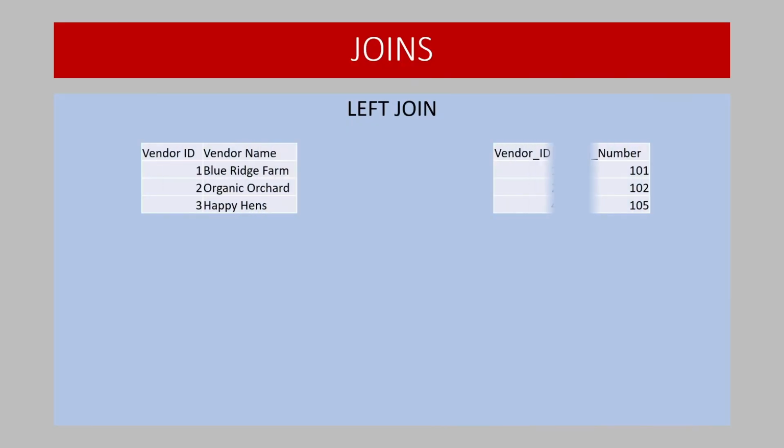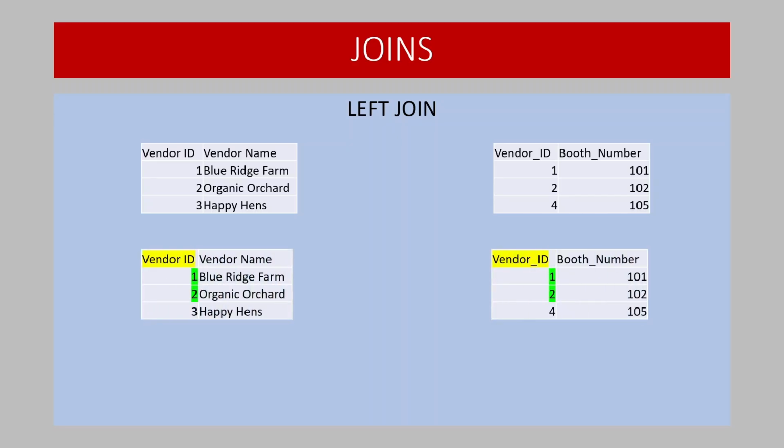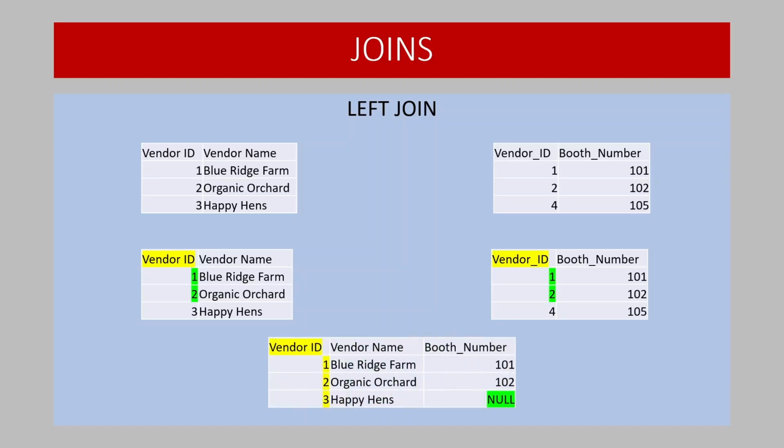I have the same two tables: vendor ID and vendor name, and vendor ID and booth number. We're going to join both tables using left join. The result, as per the definition, pulls all the records from the left table. So we have 1, 2, and 3, and only the IDs with matches get the booth number. Vendor ID 3 is not available in the vendor ID and booth number table, which is table number 2, hence we get a null value.